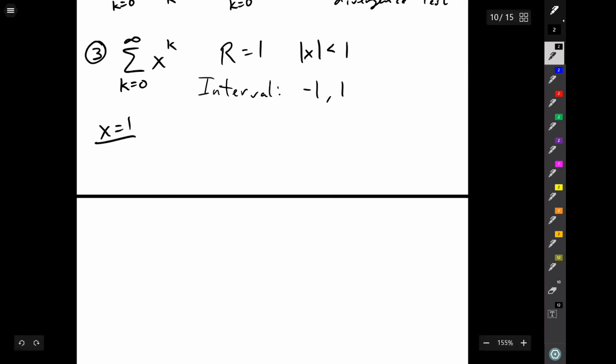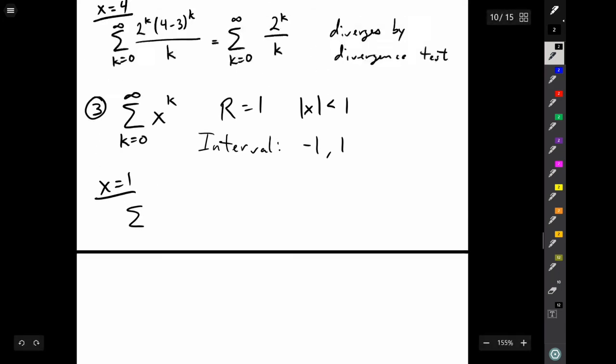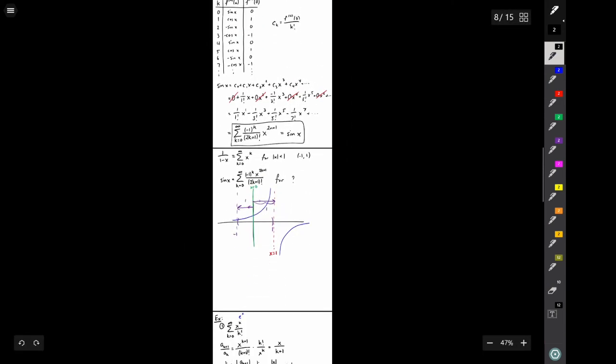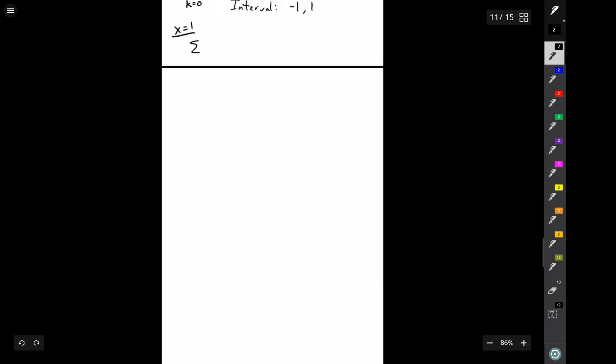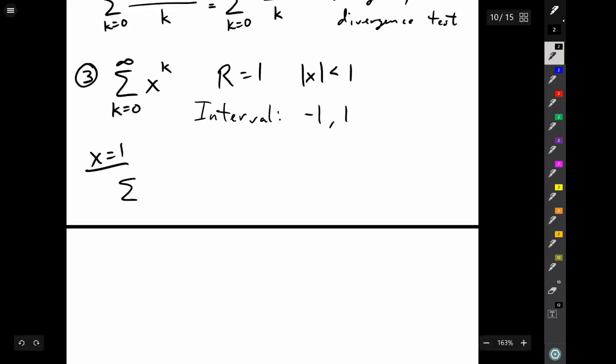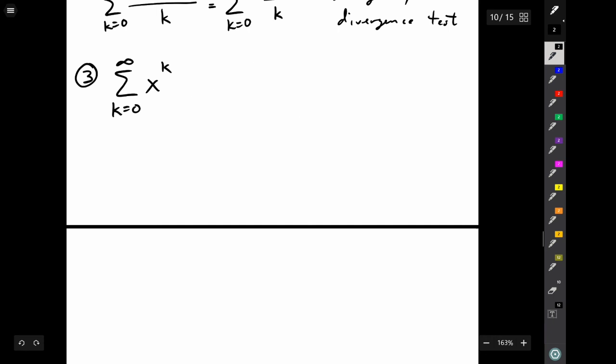Well, when x equals 1, when x is 1, we get the series... Sorry, am I doing something off here? No, we're good. Sorry, I want to look at a different series here. Not this one. Let's look at a slightly different series. This one does actually only converge on that open interval from -1 to 1.